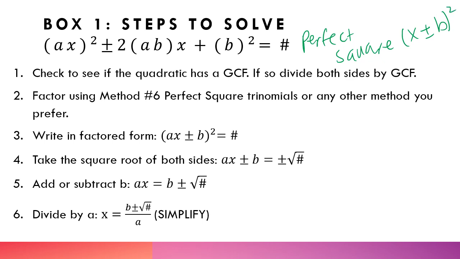And so the rule for perfect square trinomials, remember it was method number 6, is if the square root of your a term times the square root of your c term doubled makes the middle term, then it's a perfect square trinomial. When that happens, we want to factor it using that rule. So we would write it in factored form, equal to the number, then take the square root of both sides, then add or subtract our b value, and then divide by our a value, and reduce if necessary. So that's the goal for perfect square trinomials.